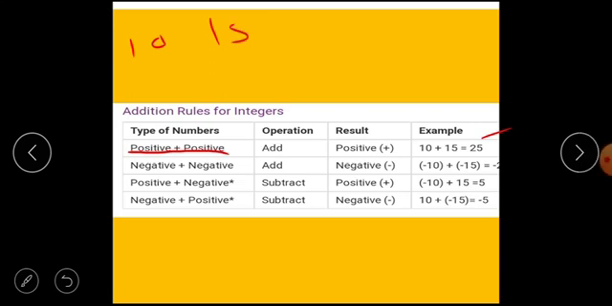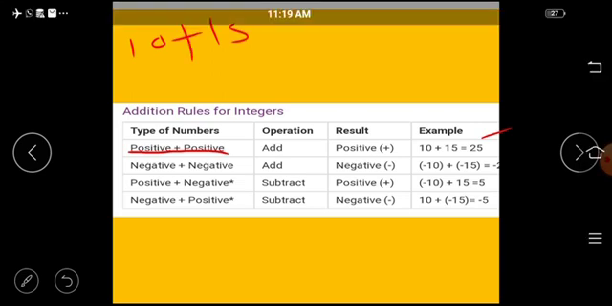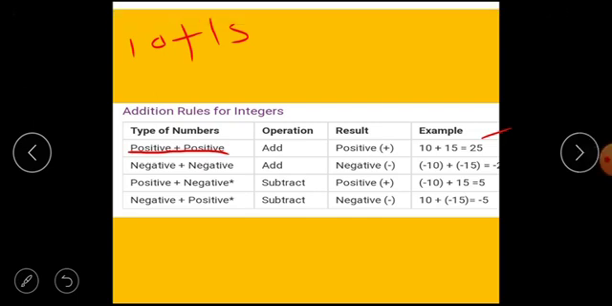And what operation am I applying here? I am applying positive, meaning addition. So plus 10 and plus 15 will be equal to 25. So student, in the first case we discussed positive plus positive, meaning both integers are positive, both numbers are positive. And in the second case, negative plus negative, both numbers are negative.